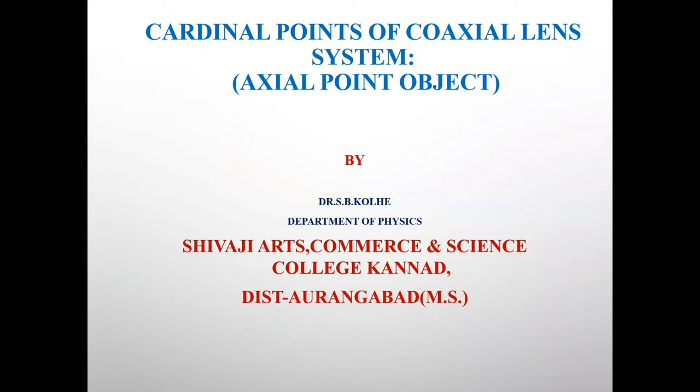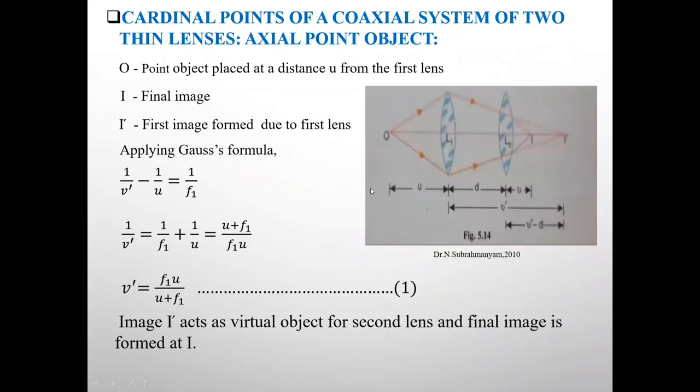Today we will discuss cardinal points of a coaxial lens system, axial point object. See in this diagram, L1 and L2 are two lenses. The distance between them is D. O is the point object placed at distance U from the first lens. I is the final image. I dash is the image formed due to the first lens L1. The distance is V here. The distance is V dash. The distance is V dash minus D.